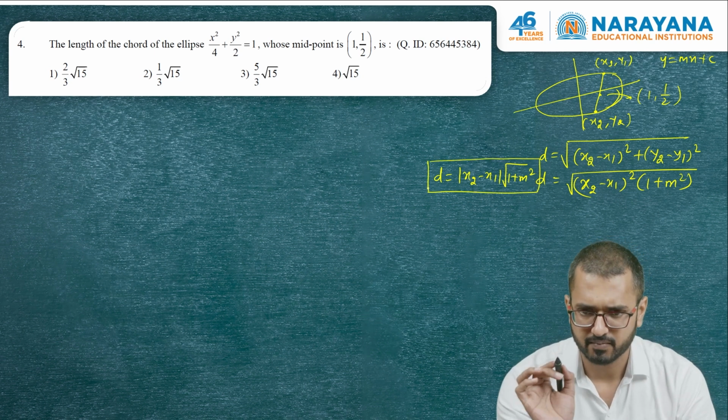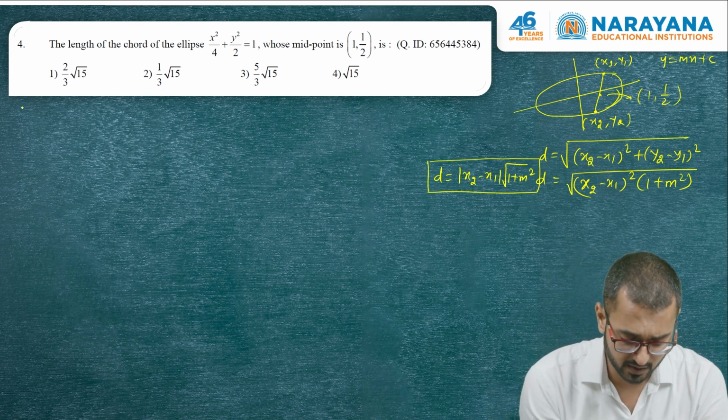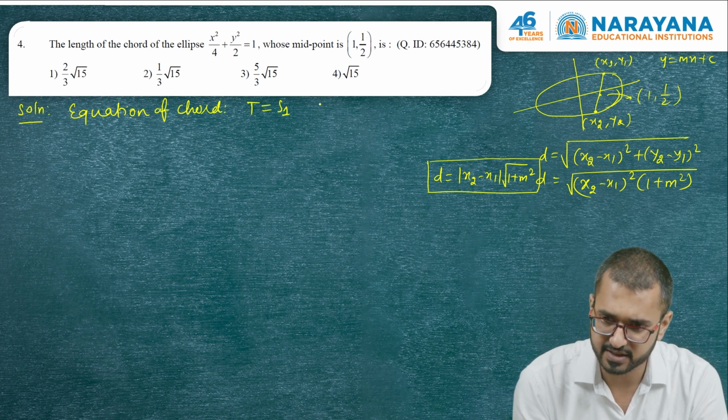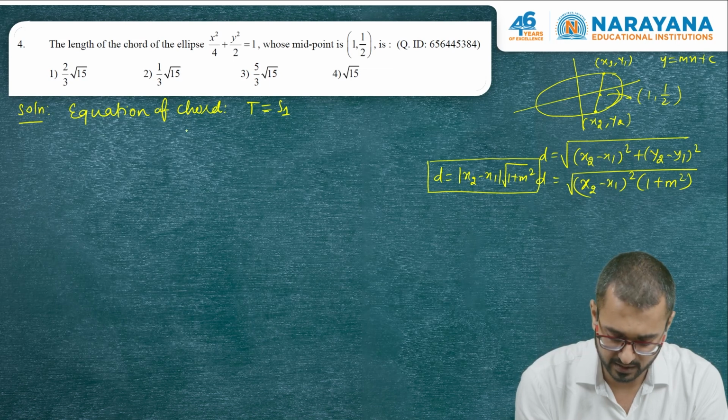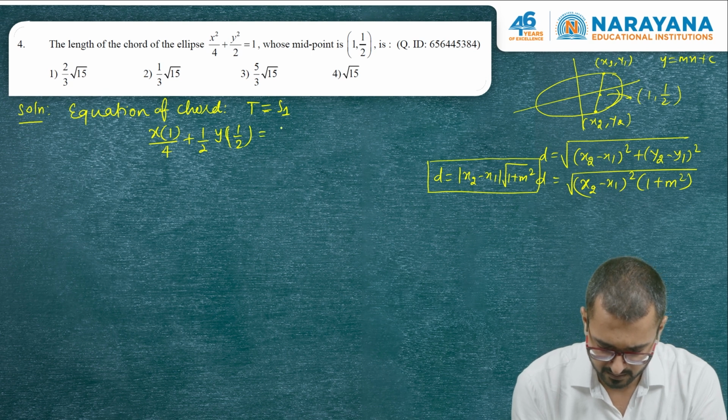So our goal is to get the distance between these 2 points, x2 and x1. So for this thing, what we can do is we can write the equation of chord. So equation of chord would be T equal to S1, means tangent equal to power of the point S1. So tangent is what? x1 by 4 plus y1 by 2 is equal to x1 square by 4 plus y1 square by 2.